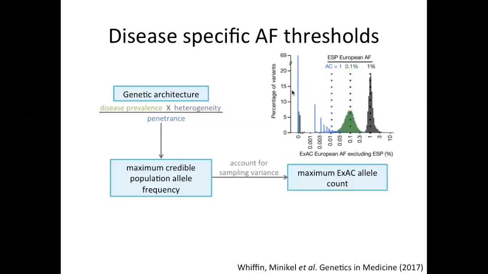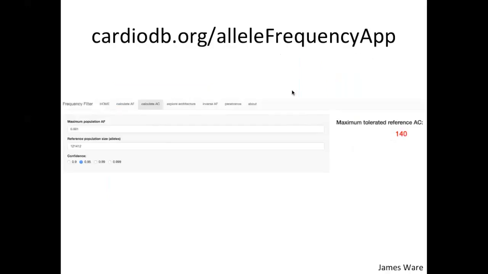So I've still got ExAC written on here. I haven't updated these slides. So what we can do here is we can calculate, using a Poisson distribution, the maximum allele count that we'd expect to see in a large dataset, such as ExAC and gnomAD.